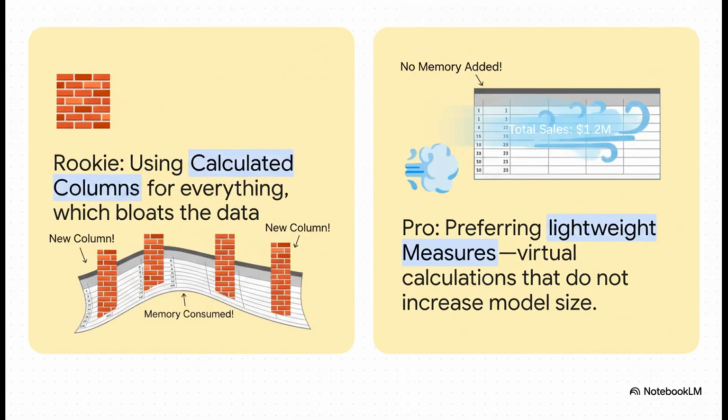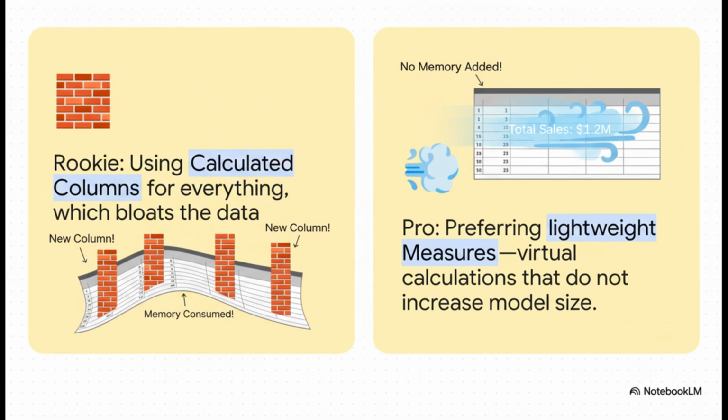Okay, next, the DAX dilemma. Rookies tend to use calculated columns for everything. Again, it feels familiar, just like adding a formula in Excel. But here's the problem. Those columns are physically stored in your table. They take up memory for every single row. The pro move? Prefer measures. Always. Measures are like lightweight virtual calculations that only happen when you actually need them. They don't make your file size bigger at all.